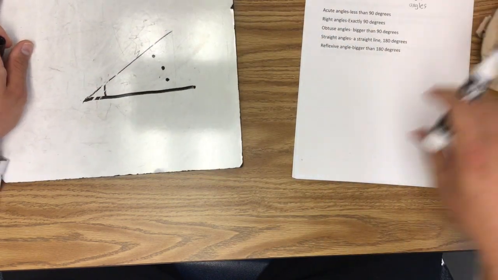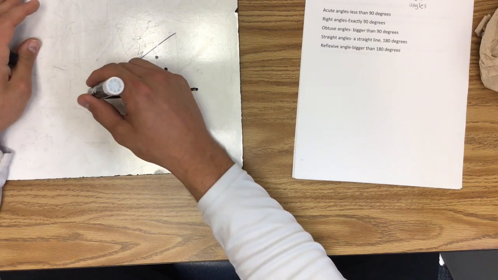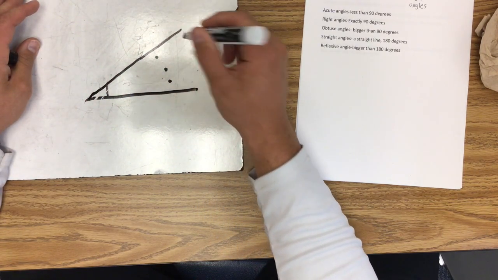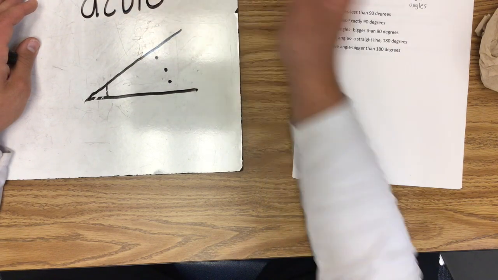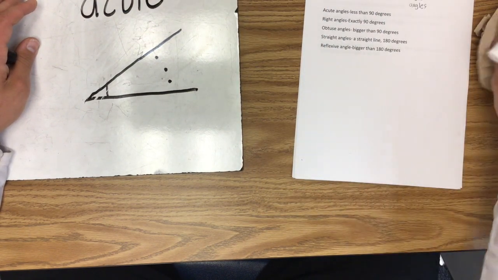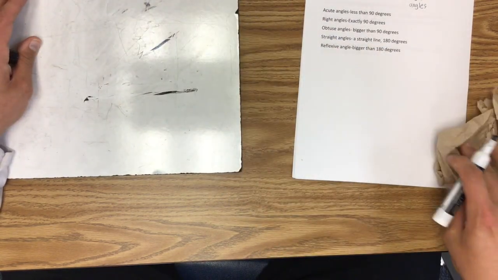Okay, I like to think if it's cute, it's usually little. It's like a cute little puppy. So a little angle is acute. All right? Cute. Okay? All right.